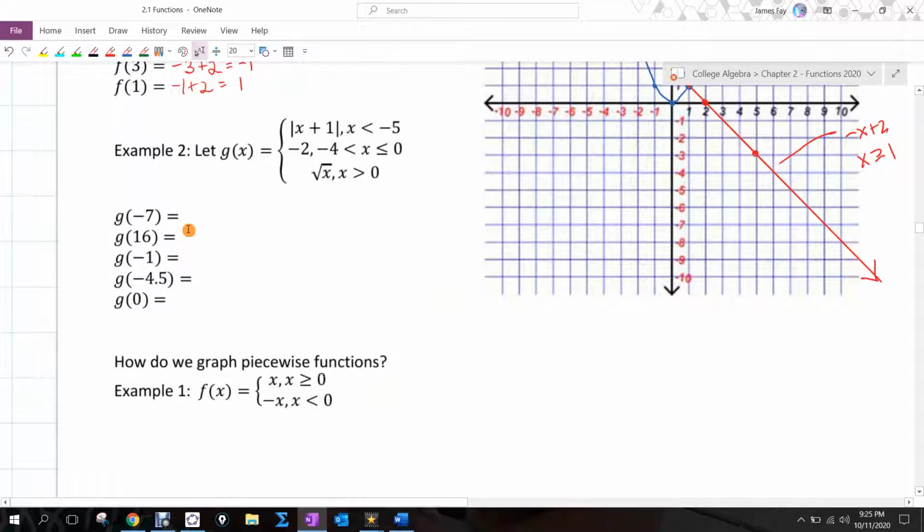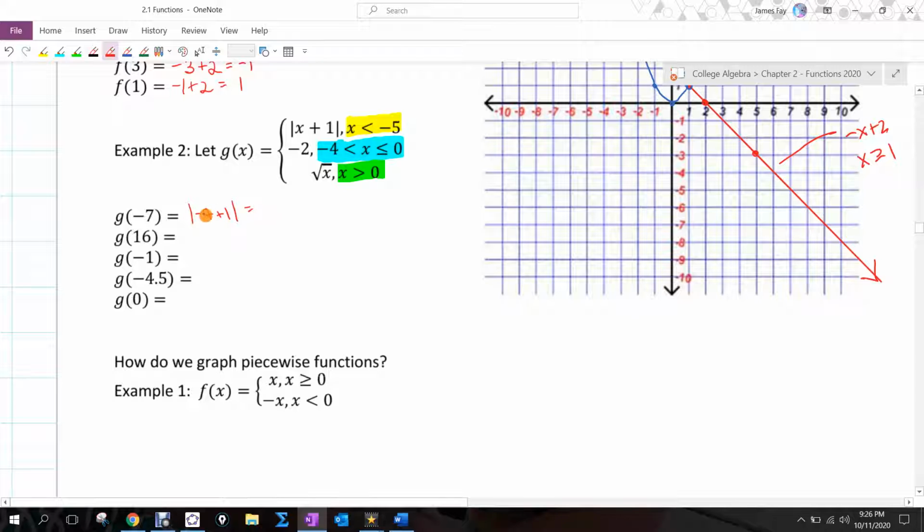This next one here says g of x. In this case, it's saying x is less than -5. We've got -2 as our rule if x is between -4 and 0, including 0, and root x if x is positive. So we go g of -7. I've got to figure out which of these intervals -7 belongs to. -7 belongs to this yellow interval. So I'm going to plug in -7.